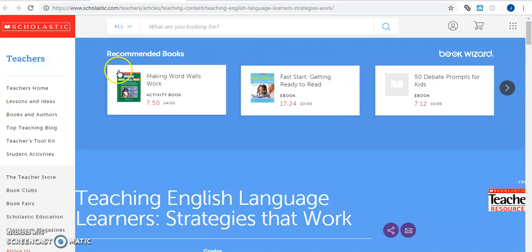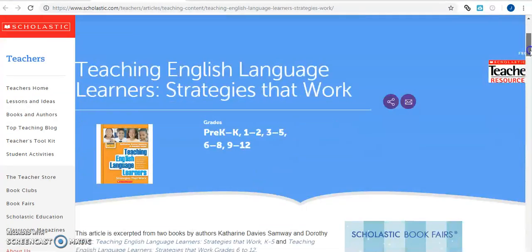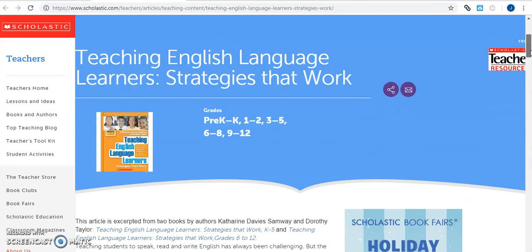So this is the website I'm on. I went to Scholastic and I searched just for different types of ESOL strategies, and this right here popped up. And the cool thing about it is it gives you 10 total strategies, 5 for elementary and 5 for secondary. So it's pretty cool because if you're a 2nd grade teacher or an 11th grade teacher, it doesn't matter. It can cover both those areas.